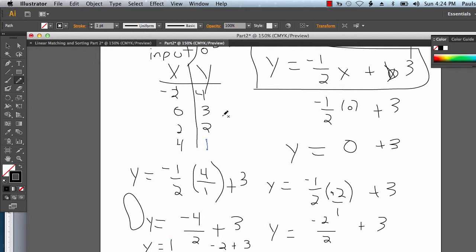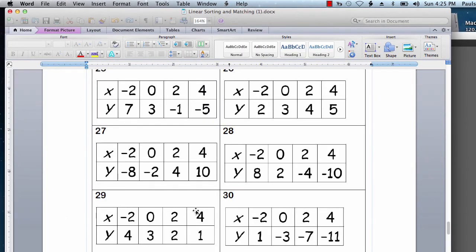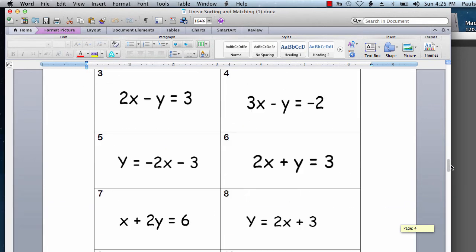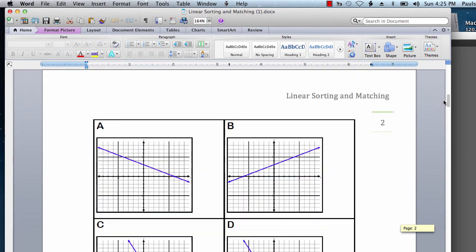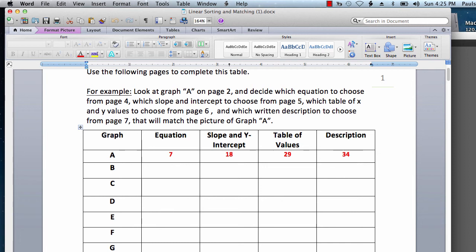So our set of values should be negative 2, 4, 0, 3, 2, 2, 4, 1. Let's look at our choices. Negative 2, 4, 0, 3, 2, 2, 4, 1. So our table is 29, and that's what the answer is for that one. Table 29 has the values that we need.